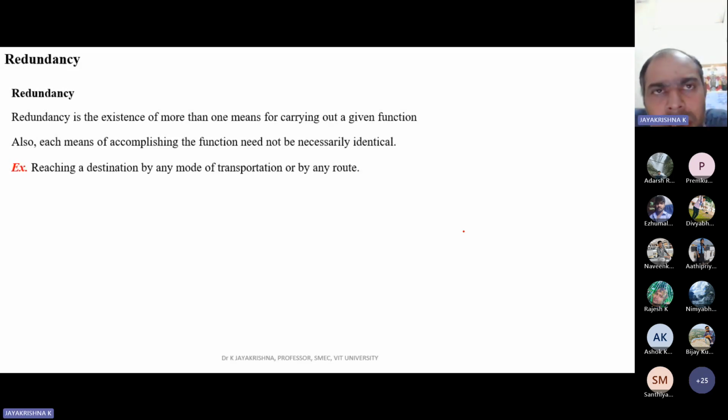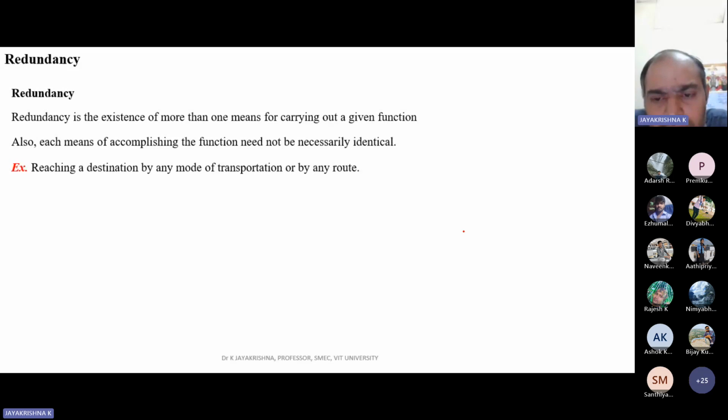There is more than one way to solve your problem, even in our own life or in a mathematical problem. There are more than one ways of solving a problem or finding a solution to your problem. But the method of finding a solution need not be identical.